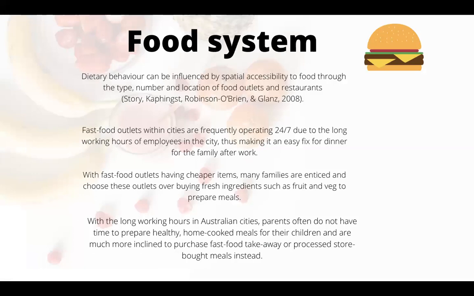Food system. Dietary behaviour can be influenced by spatial accessibility to food through the type, number, and location of food outlets and restaurants. Fast food outlets within cities are frequently operating 24/7 due to the long working hours of employees in the city, thus making it an easy fix for dinner for the family after work. With fast food outlets having cheaper items, many families are enticed and choose these outlets over buying fresh ingredients such as fruit and veg to prepare meals.